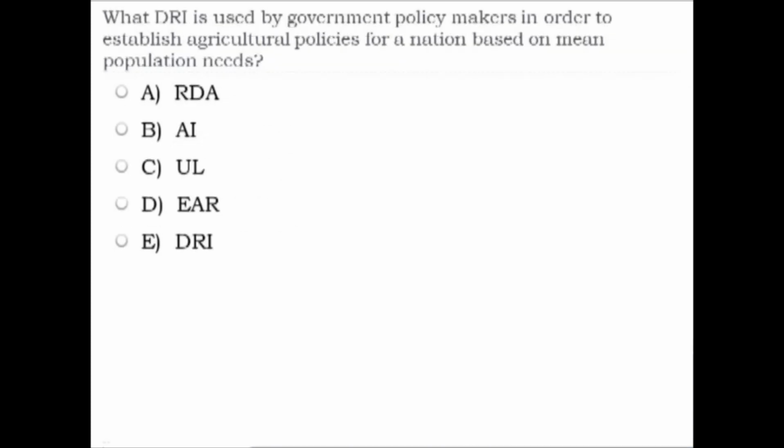Here's a dietary reference intake question. What DRI is used by government policymakers in order to establish agricultural policies for a nation based on mean population needs? Pause here, think about it, and put down your answer. I'll reveal the correct answer immediately after. The correct answer is D, the EAR, the estimated average requirement. This is the requirement that's established to meet the needs of 50% of the population.